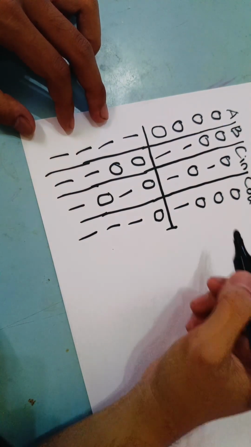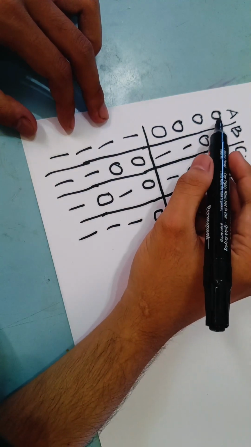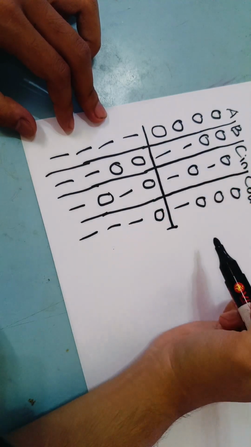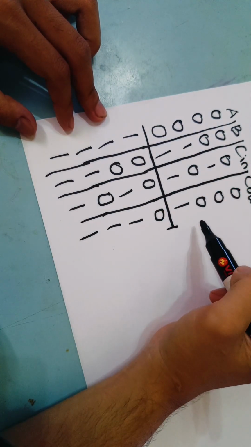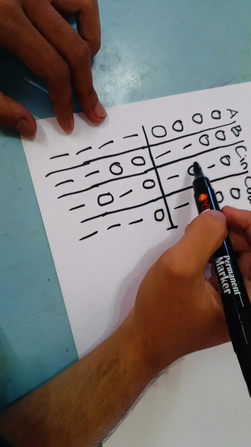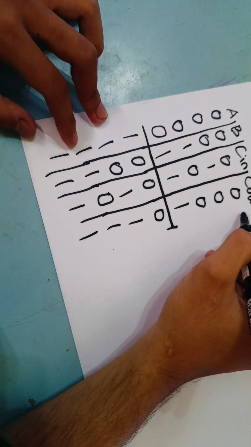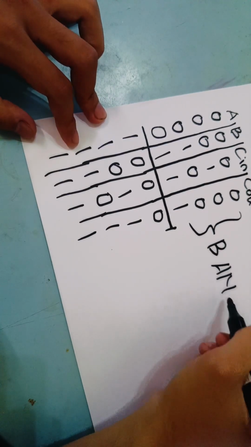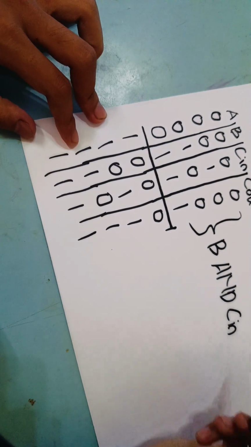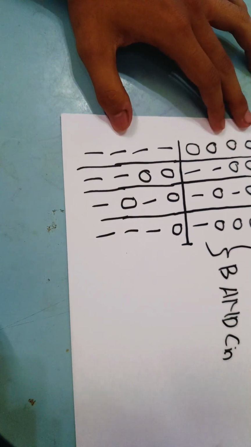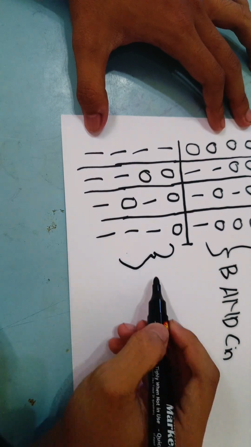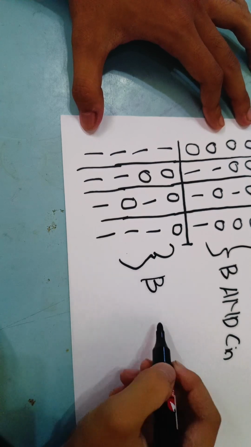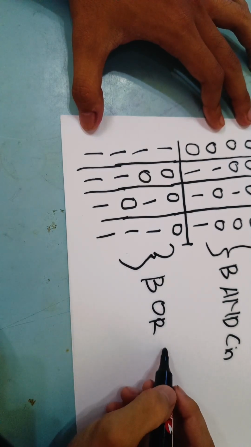And as we can see here, in these four rows, there is a pattern where when the A is 0, the Cout will have the equation of B and Cin. So this will be B and Cin. And for this part, this will be B or Cin.